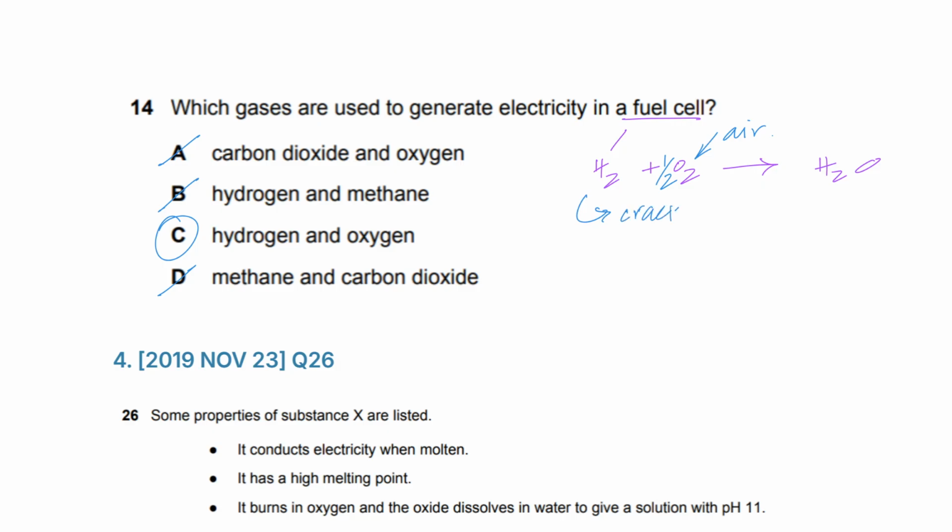Done. Oxygen comes from air and hydrogen can come from many sources. It can come from cracking of hydrocarbons, cracking of alkanes, or it can come from natural gas, and many others, or it can also come from the electrolysis of water.